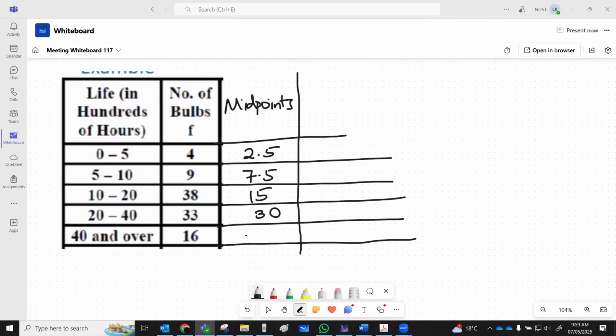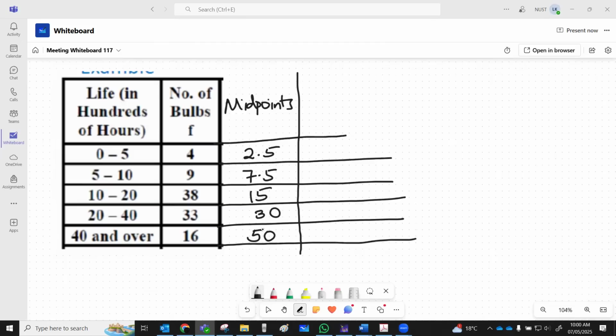Okay, and then here, this one, we don't have an upper limit. So I'll just refer to what is given in the table and say that the midpoint is 50, because I want our answers to be uniform. So in a test, I wouldn't just say over 50 either.